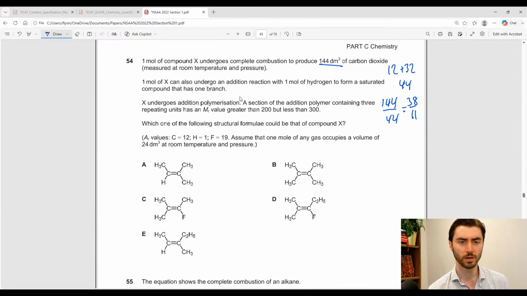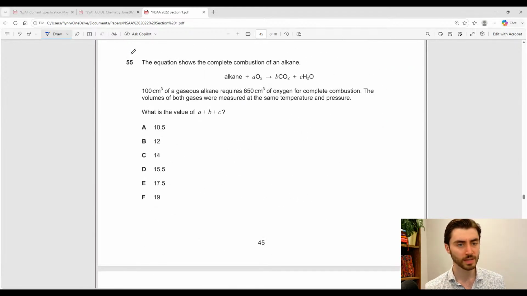So 1 mole of X can also undergo an addition reaction with 1 mole of hydrogen to form a saturated compound that has 1 branch. Okay, I'm going to skip this. 54. We're coming back to it. Second pass. It's too sticky.